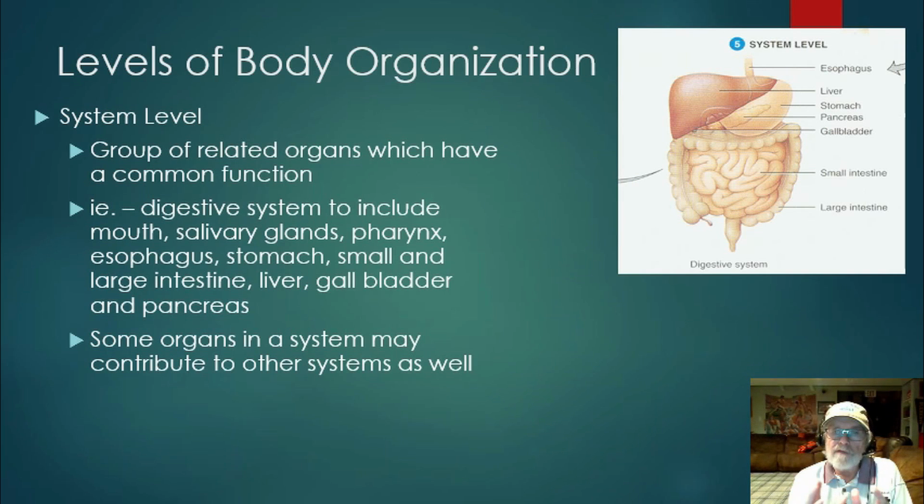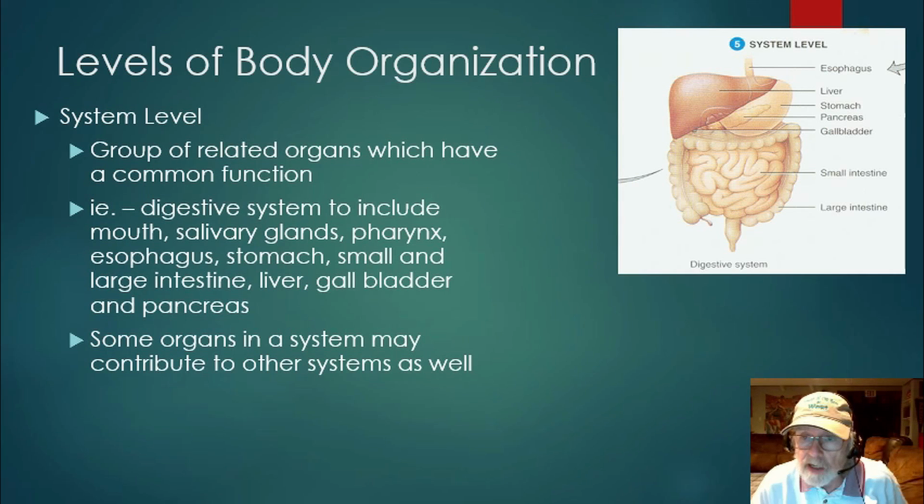System means I have a bunch of organs that work together for a common function, such as the GI system. The GI system involves the mouth, the esophagus, the stomach, the small intestine, the large intestine, as well as things like the liver, the gallbladder, the pancreas, and even a little bit with the spleen. Okay, so they all work together for a common purpose. And what we find is some organs in one system may also contribute to another system.